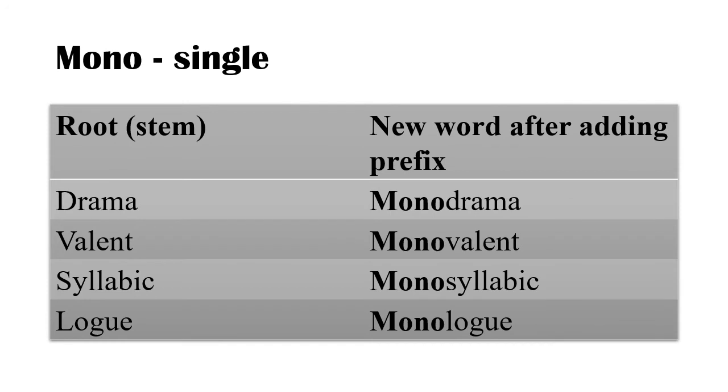Mono means single. The words formed after adding prefix mono are monodrama, monovalent, monosyllabic, monologue.